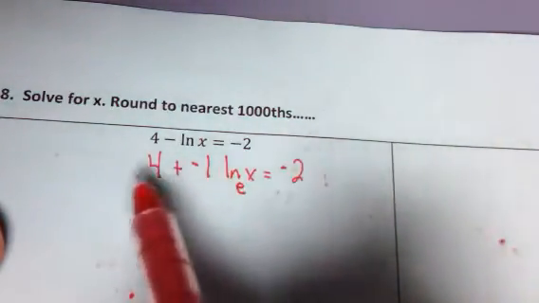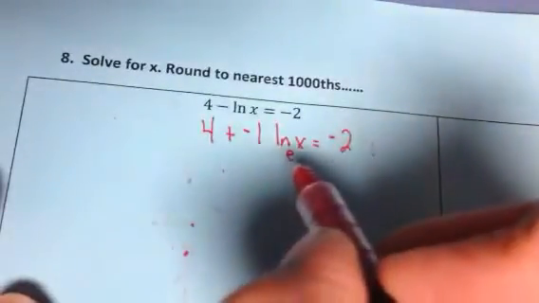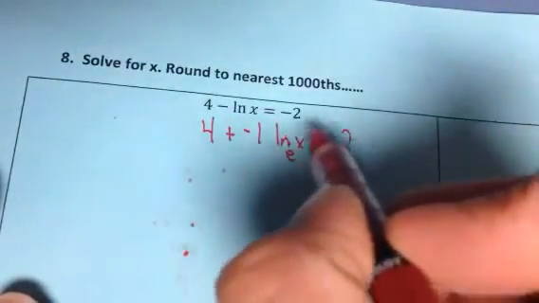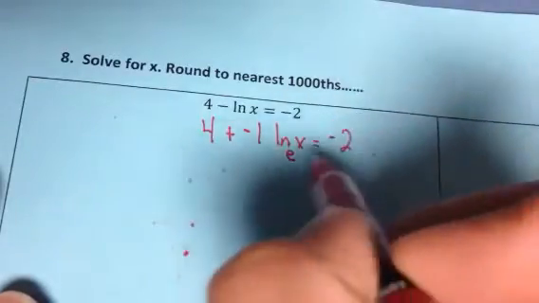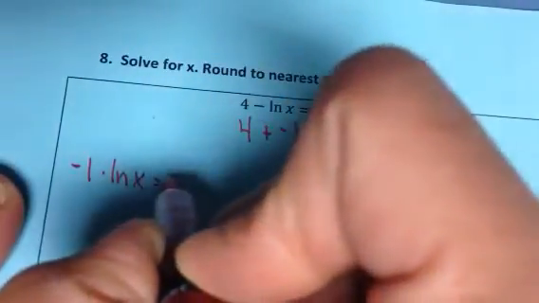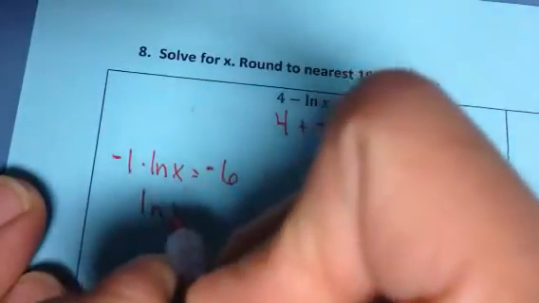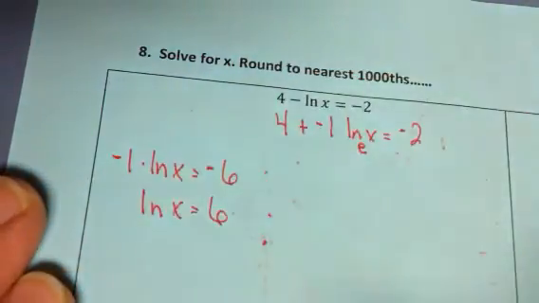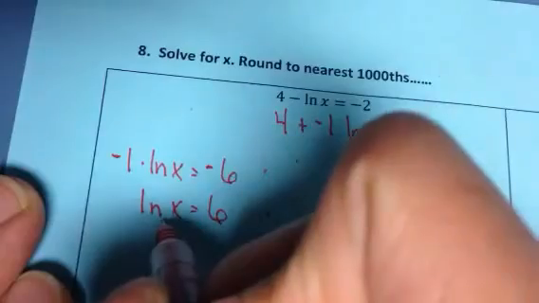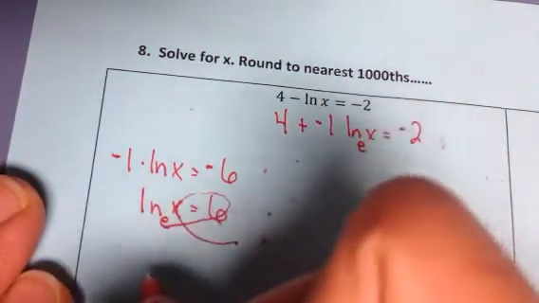But when I look at this, this is a log problem. I'll be making an e, because there's a constant. So I can't do that until it's just the log. So I got to move the 4 and the -1. So first I'm going to subtract the 4. So it gives me -6. And now I'm going to divide by -1. And now I'm going to make my e, but I want a base. So e to the 6th power equals x.